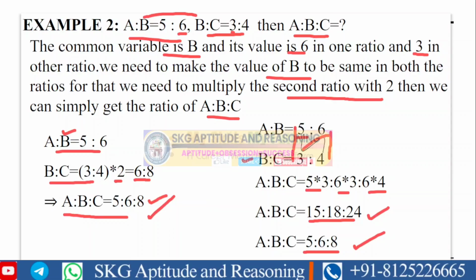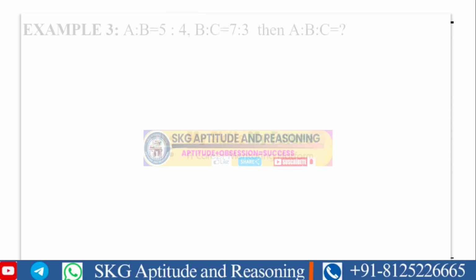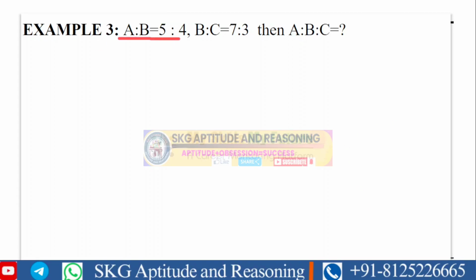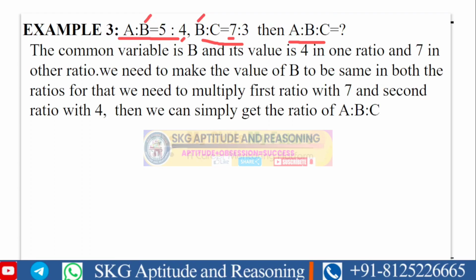Let us consider another example, the third example. A is to B is given as 5 is to 4 and B is to C is given as 7 is to 3. Here also we are asked to find the value of A is to B is to C. If you observe, B is common in both the ratios, but in one ratio B was 4 and in the other B was 7. For that, we need to make the B value the same in both the ratios.